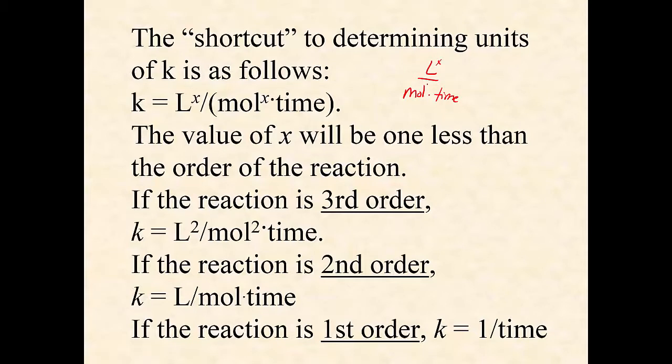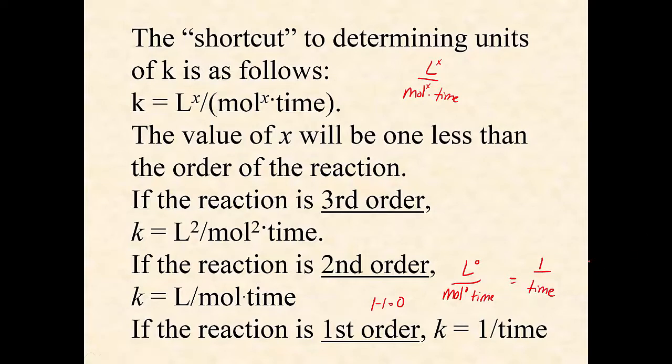Now this X, the way to figure out X is that it's just one less than the overall rate order. So if it's a third order, like that last one was a third order, 3 minus 1 is 2. That's why our exponents were 2. If it's a second order, it would be liters per mole per time. Okay, if it's a first order, well, 1 minus 1 is 0. If I have liter to the 0 over mole to the 0 times time, well, anything to the 0 power is 1, and this is why it would just be 1 over time.